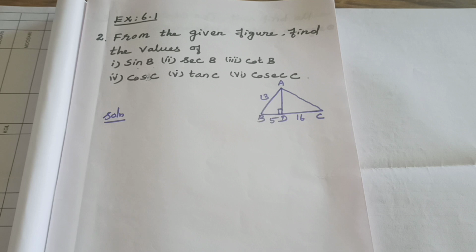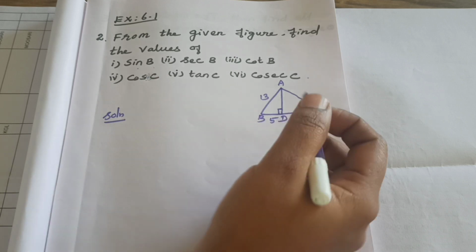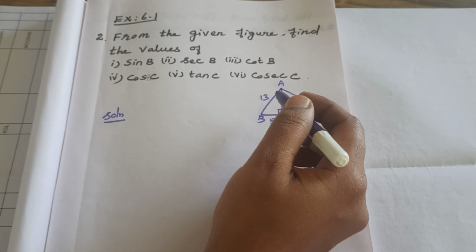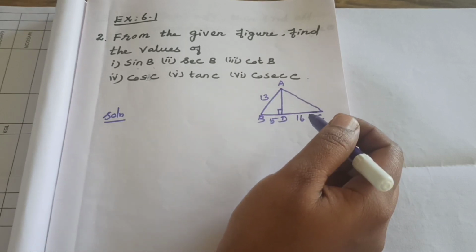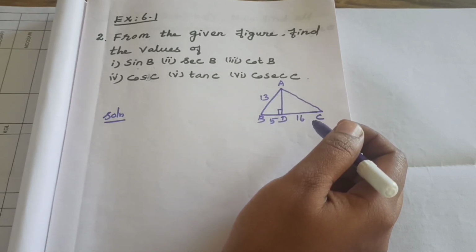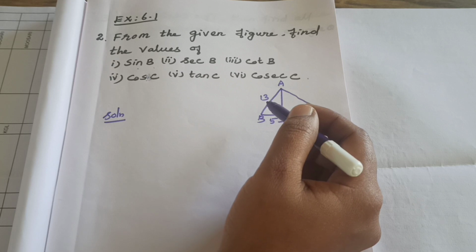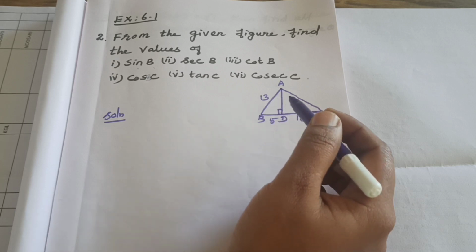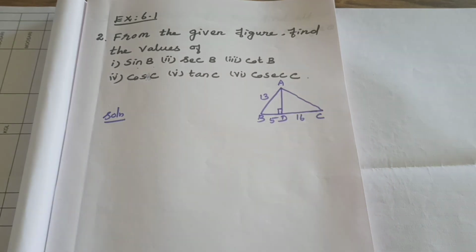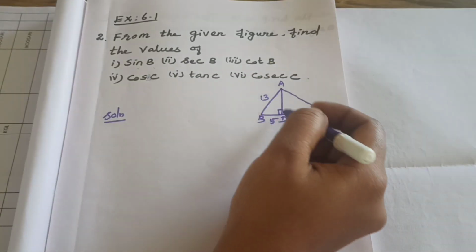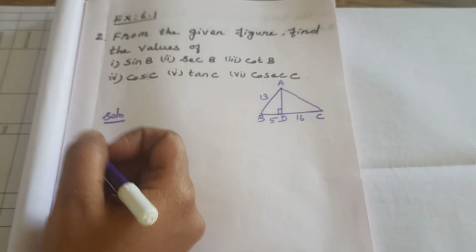In the diagram also, it is given here. Correct? Here the diagram is given. Then you find out the values. Here 5 is given, here 13 is given. Then 16, here 16 is given. Then first we have to find the two sides whose values we don't know, isn't it? AD and AC values we don't know.